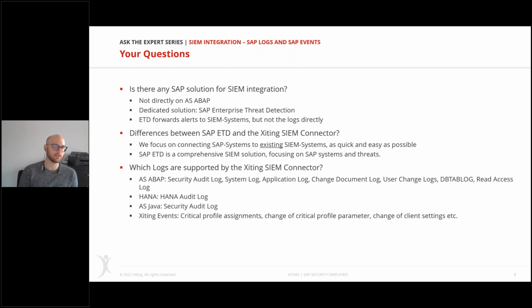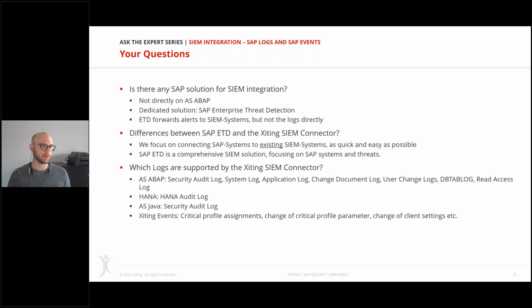SAP Enterprise Threat Detection is a very comprehensive SIEM solution which focuses on SAP systems and SAP threats. So it's very specialized on the SAP ecosystem, and it gets regularly updated with new search patterns. So it always has the new search patterns and the new SAP threats, and has some threats which got released by security notes and so on. So those are different focuses, and there's a different scope behind those solutions, right?